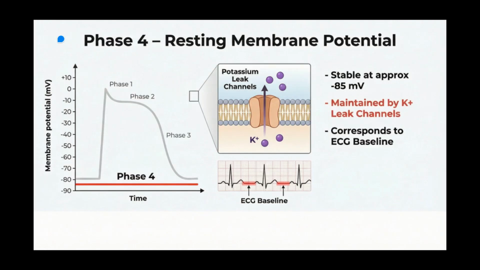Phase 4, resting membrane potential. Now the cell is stable again. High potassium permeability through potassium leak channels maintains the resting membrane potential at approximately -85 millivolts. No major ion shifts occur. On ECG, this corresponds to the baseline between beats. Phase 4 prepares the cell for the next depolarization.